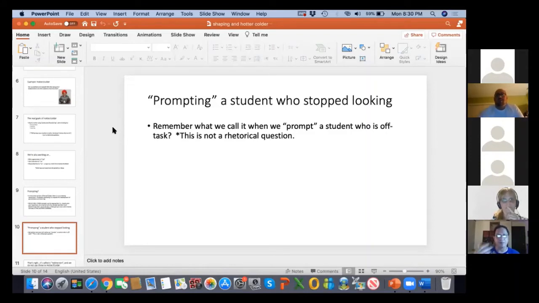In the example of hotter or colder, somebody stops looking. I'm wondering why they stopped looking. Have I not built the perseverance enough? Did I hide it too hard? Did they look better than usual or not as well as usual, right? So I don't want people using a redirection there.